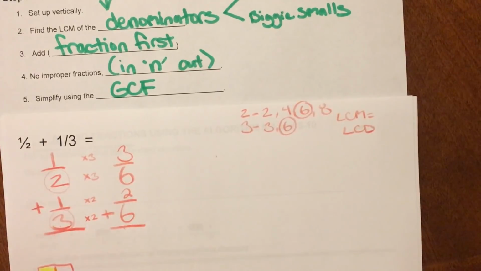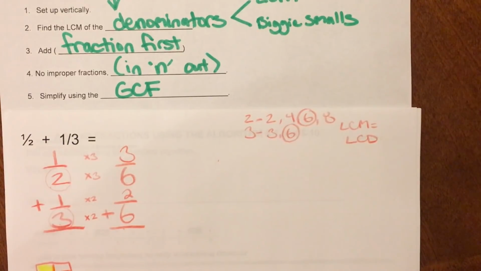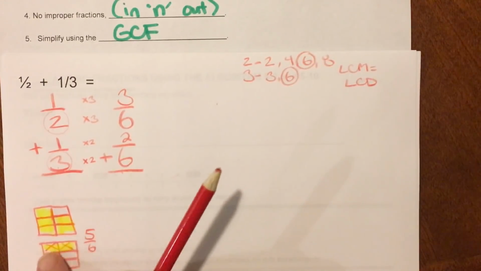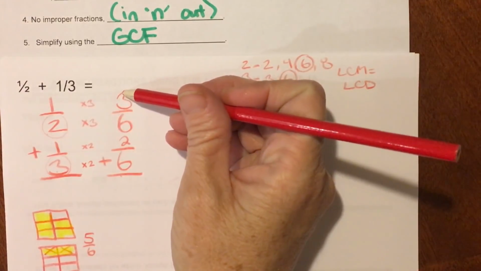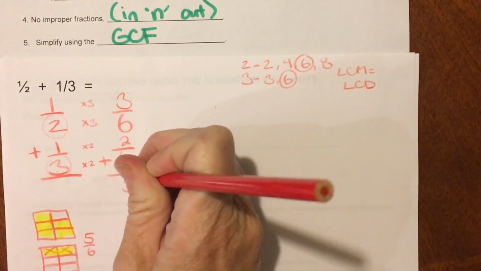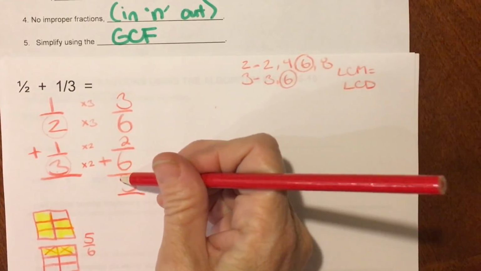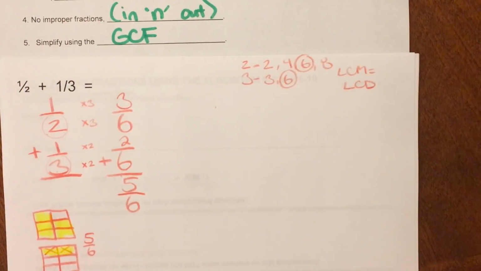Now I need to move on to step 3. I'm going to add the fractions first. Well, I don't have whole numbers, so I'm just going to add my fractions first. Okay, now when I add the fractions, just like down here in the picture, I don't add the denominators, I only add the numerators, because the pieces are, I had 3 pieces plus I have 2 pieces, which means I have 5 pieces out of the 6 it was cut into. So you're never adding your denominator, you're only adding your numerators.